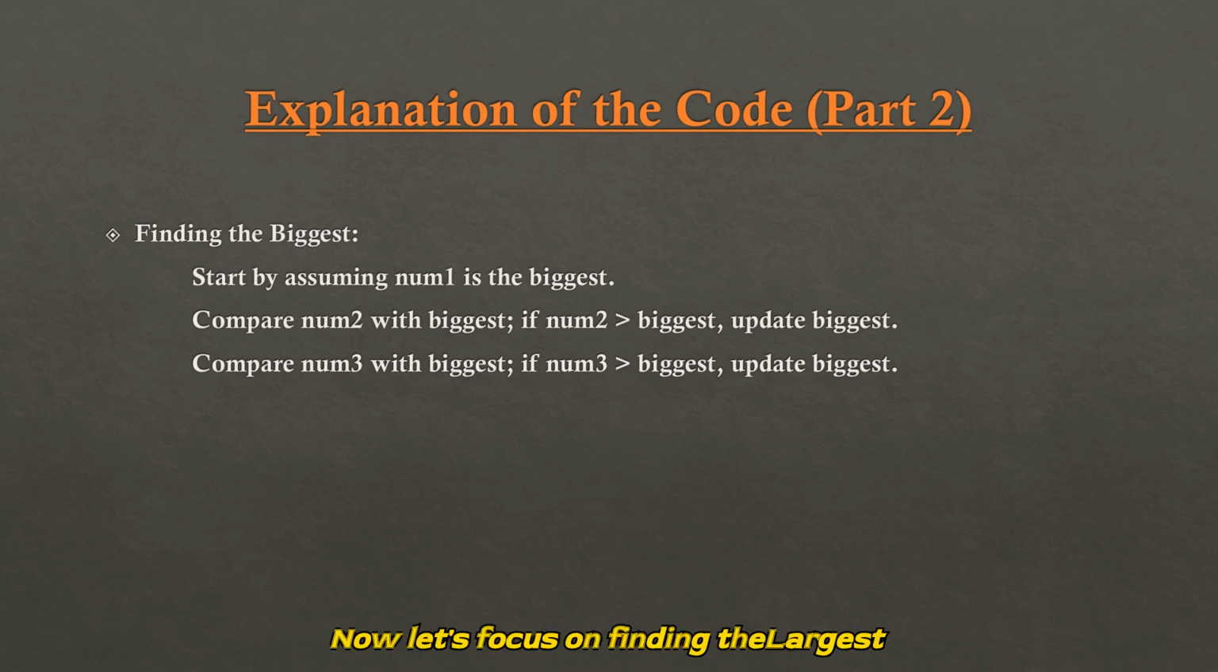Now let's focus on finding the largest number. Initially, we assume num1 to be the largest. We then compare it with num2 and num3. If num2 happens to be greater than num1, we update biggest to num2. Similarly, if num3 is greater than biggest, we update the value of biggest to num3. By doing this, we ensure that biggest will hold the largest value of the three numbers by the time the comparisons are finished.